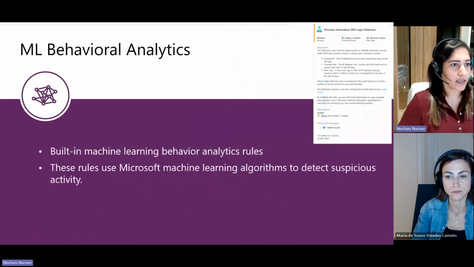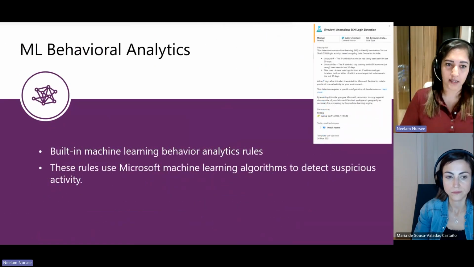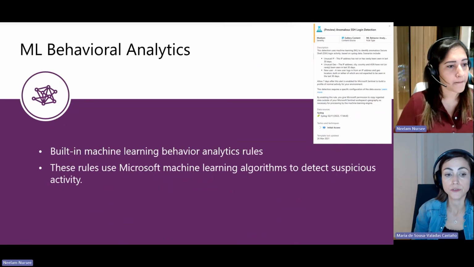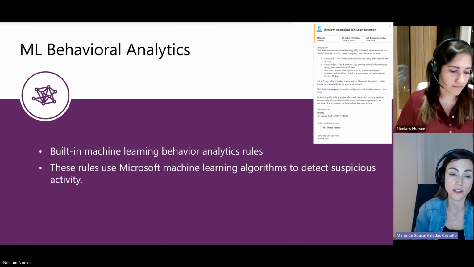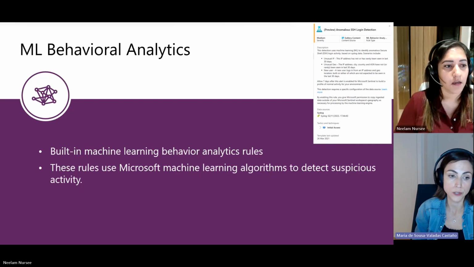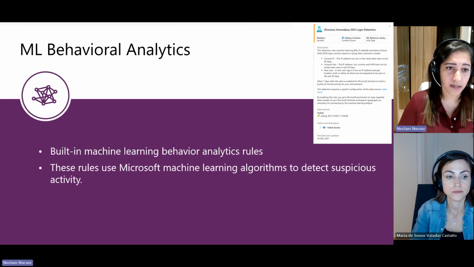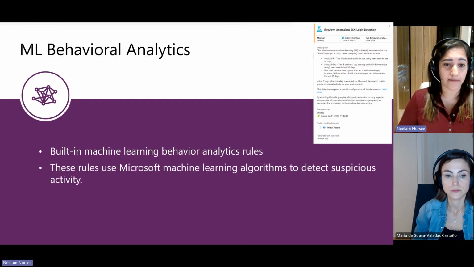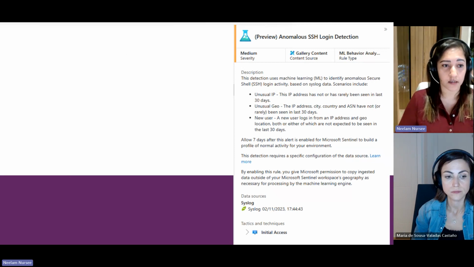So the next one we have is machine learning behavioral analytics. Mm-hmm. This type of rule uses Microsoft ML algorithms to detect suspicious activity on logs coming specifically from syslog and Windows security events. Yeah, and a typical use case for this one is to identify anomalous access specifically via the remote desktop protocol or RDP and secure shell or SSH ports, as you can see here in the screenshot. And there are only two of them available in Sentinel, either for RDP or for SSH.